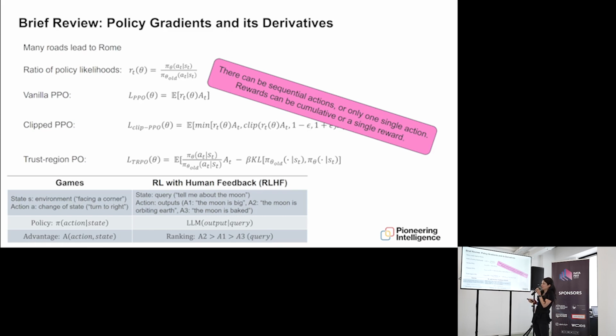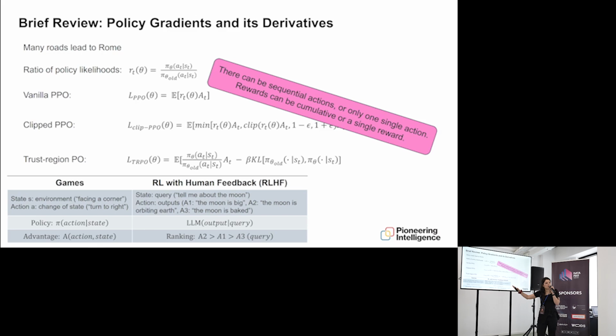Another very popular example is reinforcement learning with human feedback, RLHF, which became incredibly popular with OpenAI using it to align their GPTs towards human preference and being more ethical. The way it works here, you don't have an environment anymore. Ditch the environment. You have an input query or a prompt, in this case, tell me about the moon. And your policy, that's the large language model, can give you different outputs. Usually you can achieve that, for example, via temperature sampling. An action could be, the moon is big. Another action output could be, the moon is orbiting the Earth. Another one could be, the moon is baked.